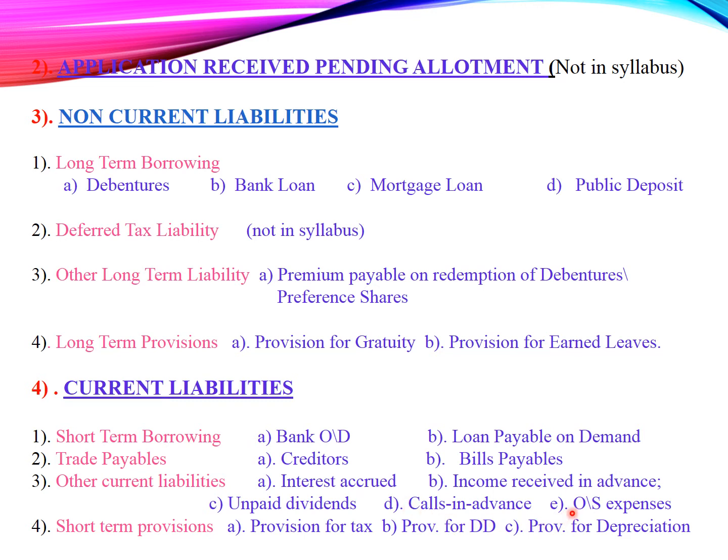Last head is short-term provisions, which includes all the provisions which are less than 1 year span, like provision for tax, provision for doubtful debt, provision for depreciation. These provisions or any other provision which has been created for a period under or up to 1 year is shown under this title.